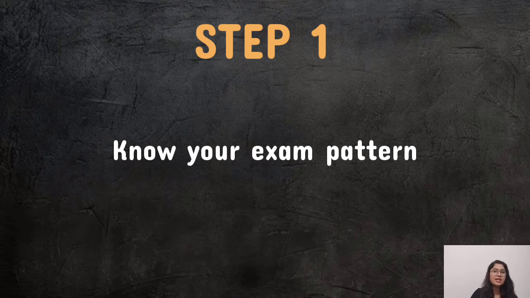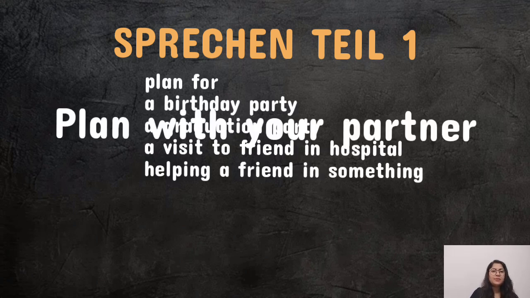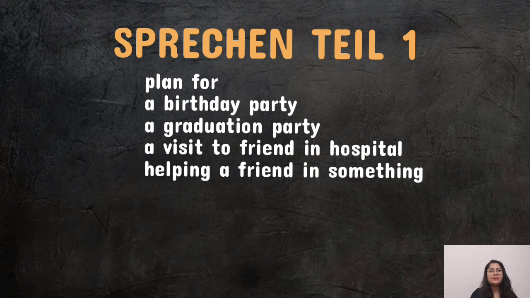It goes like this. In the first tile, you're going to prepare or plan for an event. It can be a birthday event, or it can be a party that you want to give to your friend on their graduation or their promotion. It can also be planning for visiting your friend who's in the hospital, something like this.